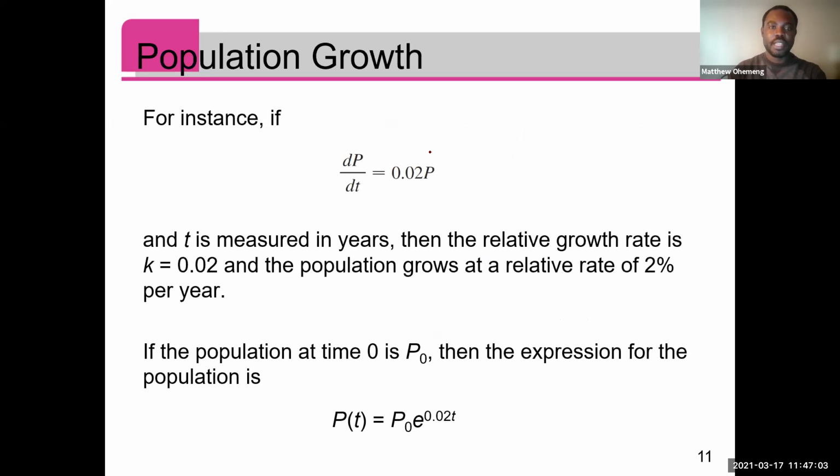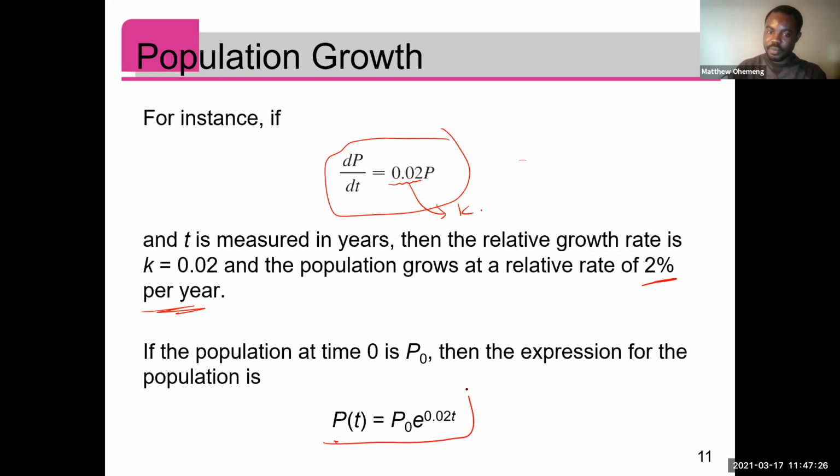So for instance, if you are given the model like so, you know that this is your K. This is your K, and that's your relative growth rate. So you can say that the population grows at a relative growth rate of 2% per year. If you're asked to interpret this, then just pick the K from here. Now, if you know your K to be this, then your model simplifies to P of T equal to P of 0 e to the KT, where K is 0.02 here.